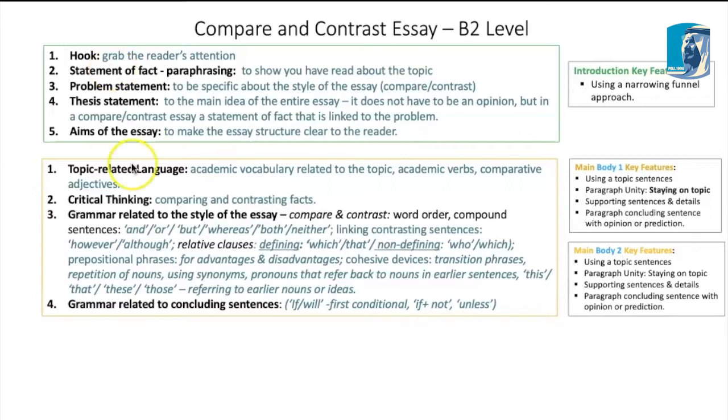So we'll go through that, and also other types of words which are useful and other types of structures which are useful, such as relative clauses, prepositional phrases when we're talking about advantages and disadvantages, transition phrases to make sure our ideas and our sentences stay together in a very natural way, so how they are cohesive. So these cohesive devices, how we work on repetition and we avoid making our language sound boring, and of course using pronouns effectively instead of repeating nouns all the time. There will also be some grammar related to concluding sentences. I want to look at if and will, if and not, or unless as structures that we can use as we conclude our paragraphs and as we work towards giving some type of predictive language.